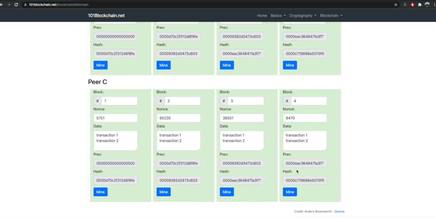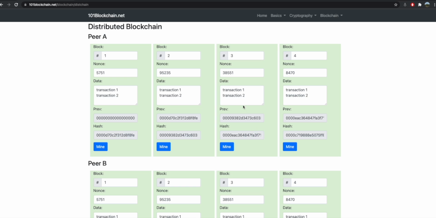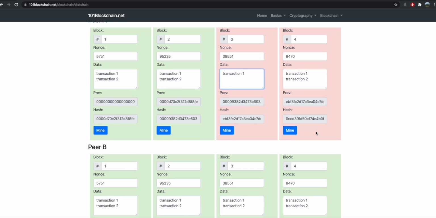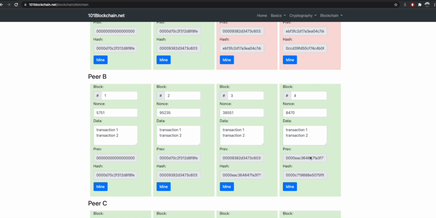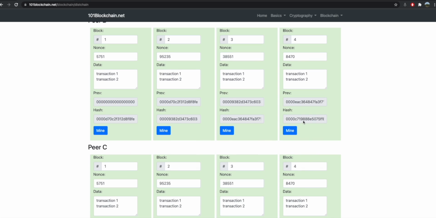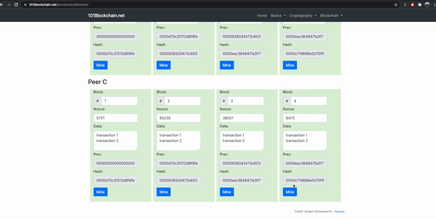Let's try something. Let's try changing one of the blocks in peer A. So I'll go to block 3 and I'll remove transaction 2. Notice how this copy of the blockchain became invalid because the hash of these blocks isn't satisfying the leading zero condition. The hash of the last block in peer A is different from the last hash of the other peers. 0CCD is different than C719, which is found in peers B and C. So these two are the same.